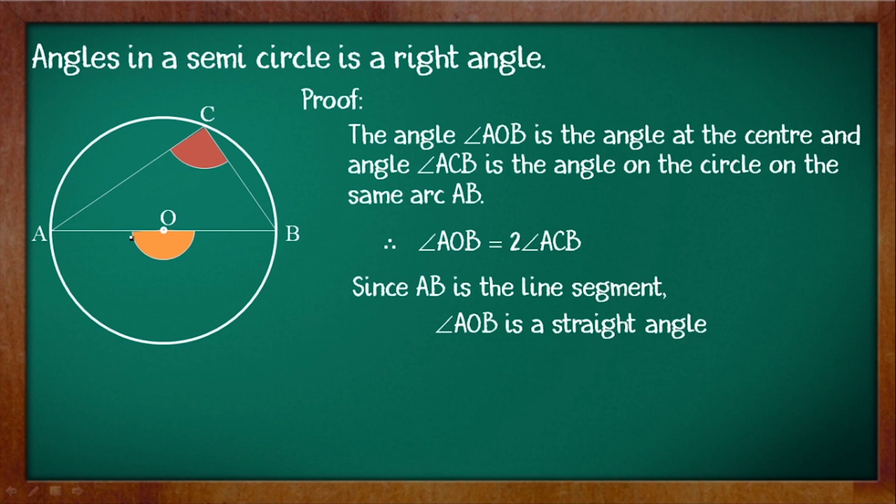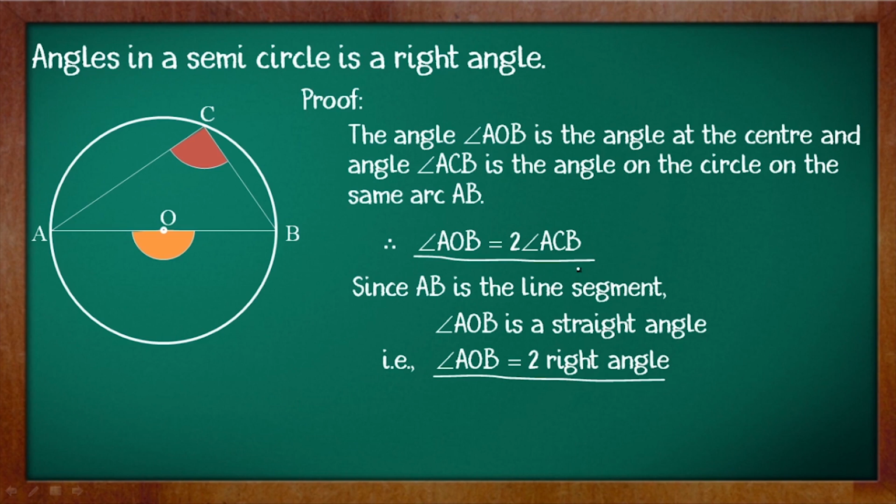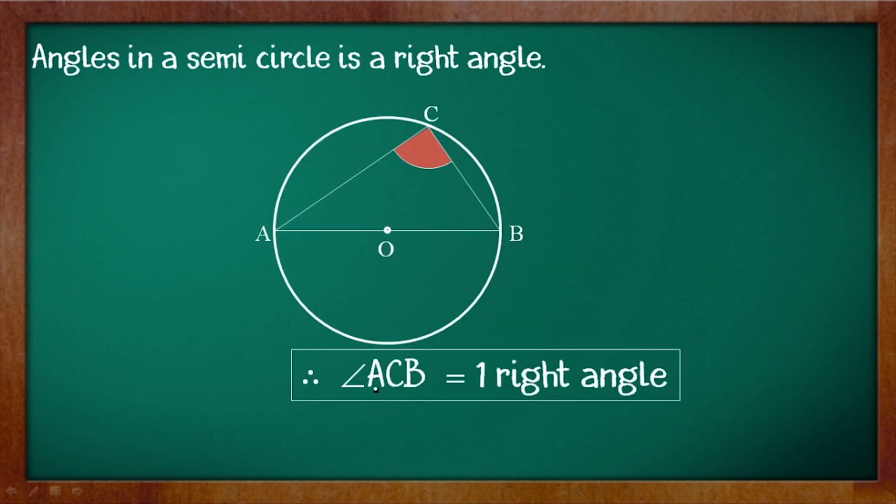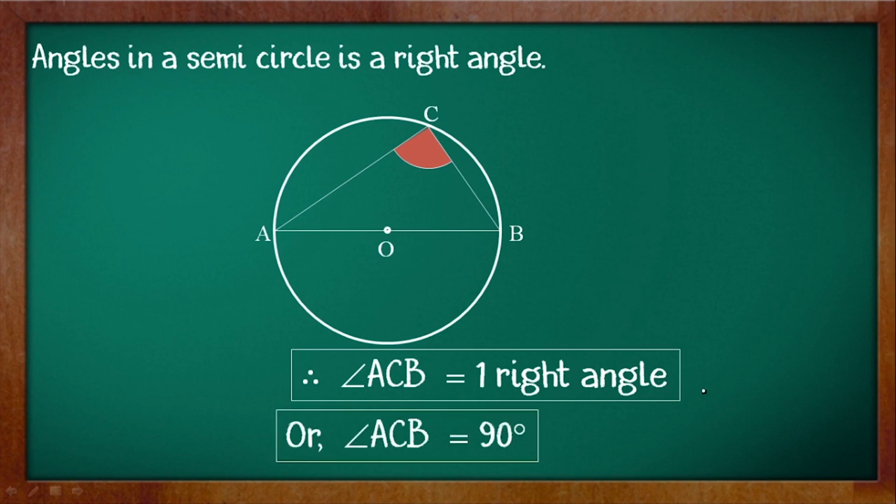It will be a straight angle. If angle AOB is a straight angle, it will be 2 right angles or 180 degrees. So the measurement of angle AOB is 2 right angles, but angle AOB is also twice angle ACB. Comparing these, we get 2 angle ACB equals 2 right angles. After cancelling the 2 and 2, I get angle ACB is 1 right angle. That is, the angle in the semicircle is 1 right angle, that is 90 degrees.